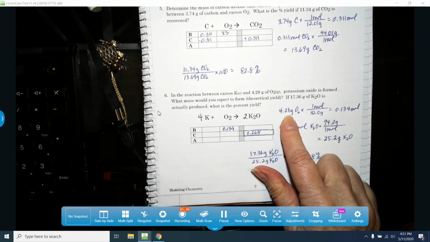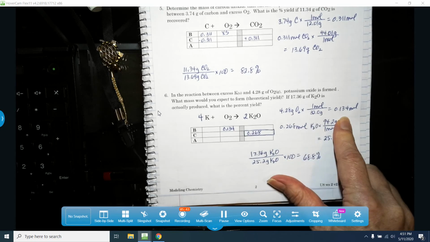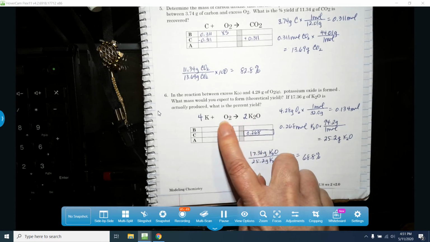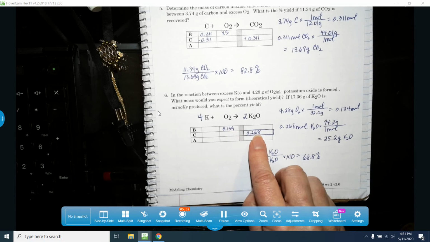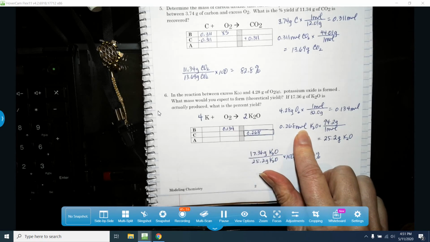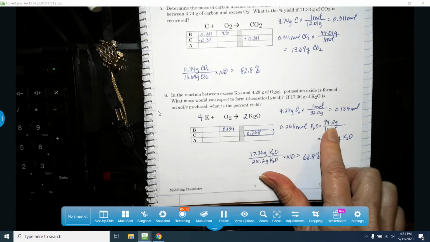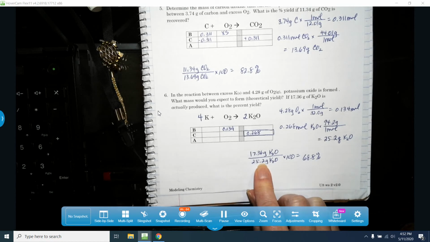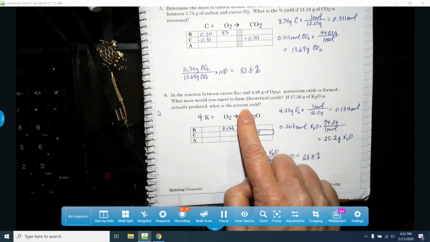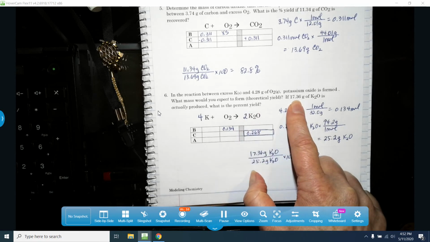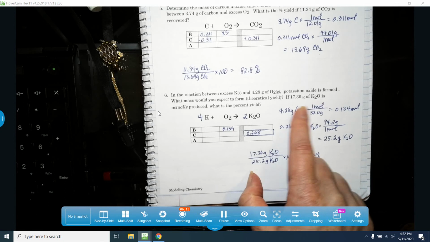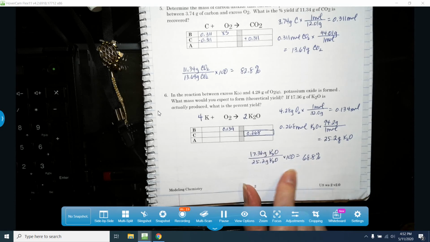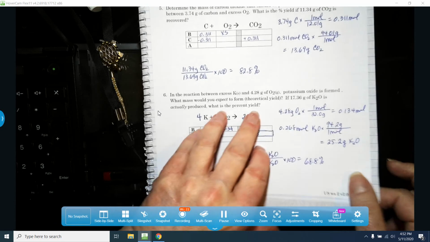So we're going to change our grams of oxygen to moles of oxygen. That goes there. And then we got to find how much product we can make from that. It's a 2-to-1 ratio. So we multiply that by 2. We can do that in our head. And then we change that into grams using the molar mass of that. And we get 25.2 grams. That's our theoretical yield. That goes on the bottom. And in a percent yield problem, they always give you the actual yield, right? 17.36 grams of K2O is actually produced. So we take that, put it on the top, and put it in our formula, and we get 68.8% yield.